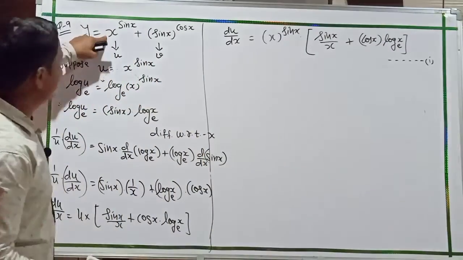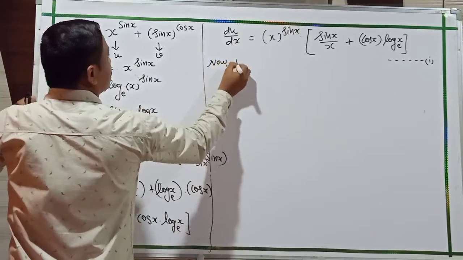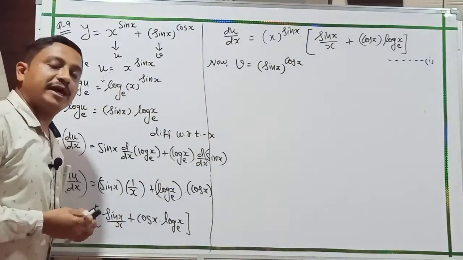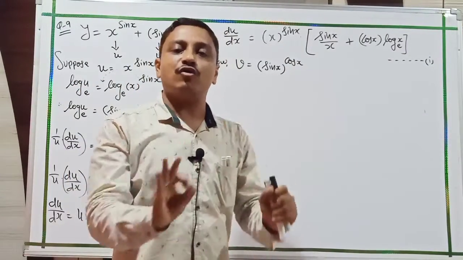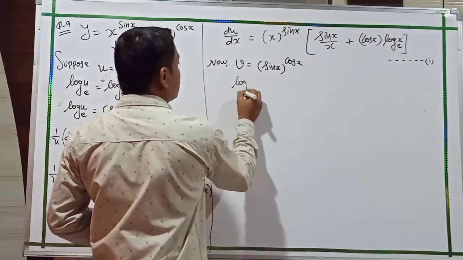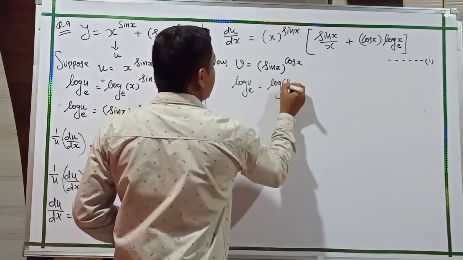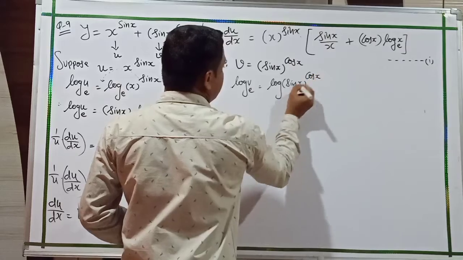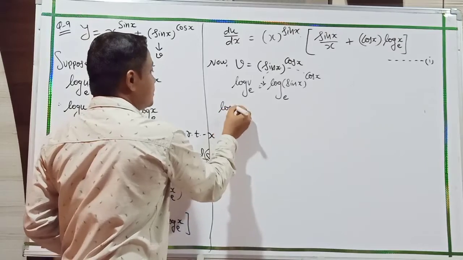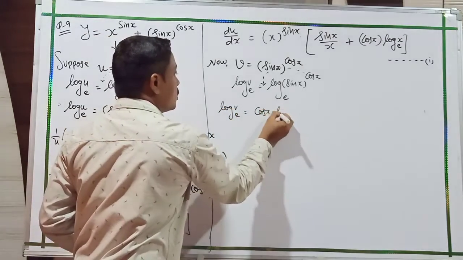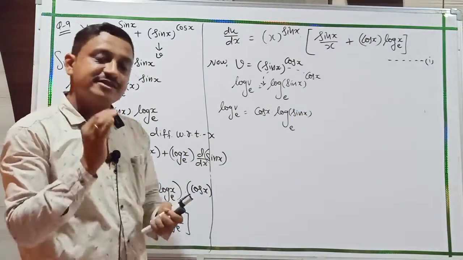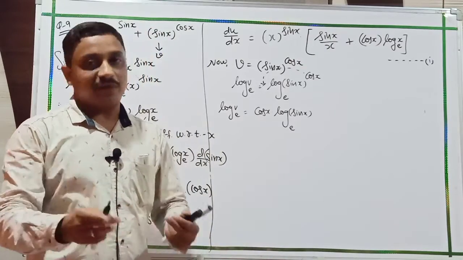Now I start v, sin x to the power cos x, and here again applying the basic log function, and it is easily done. Taking log on both sides by the property, log v base e equals cos x into log sin x. Now start the derivative again with respect to x.